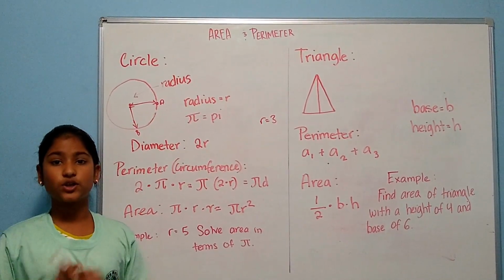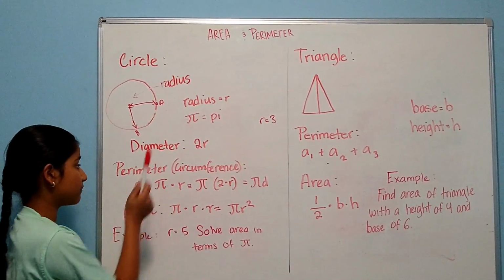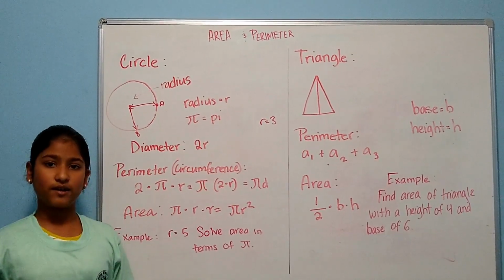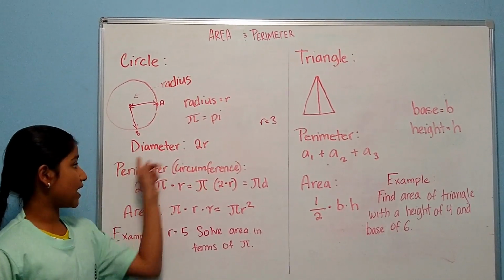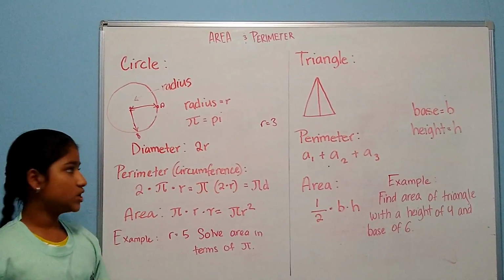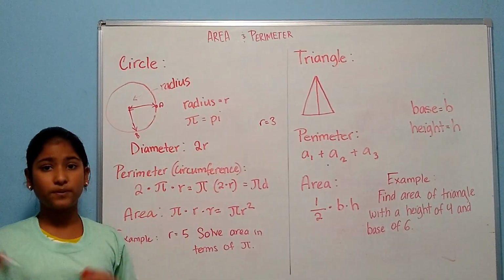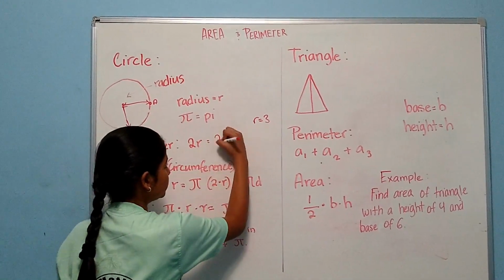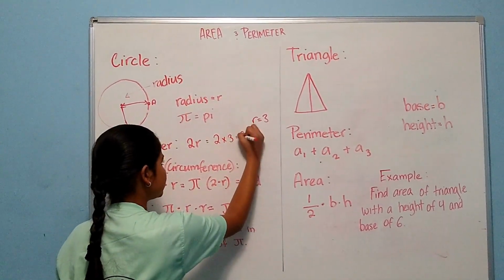So, you can use the radius to solve for the diameter, the perimeter, and the area. First, let's learn how to solve for the diameter. The diameter is basically 2 times r. So if r were 3, what would be the diameter? It would be 2 times 3, which is 6.